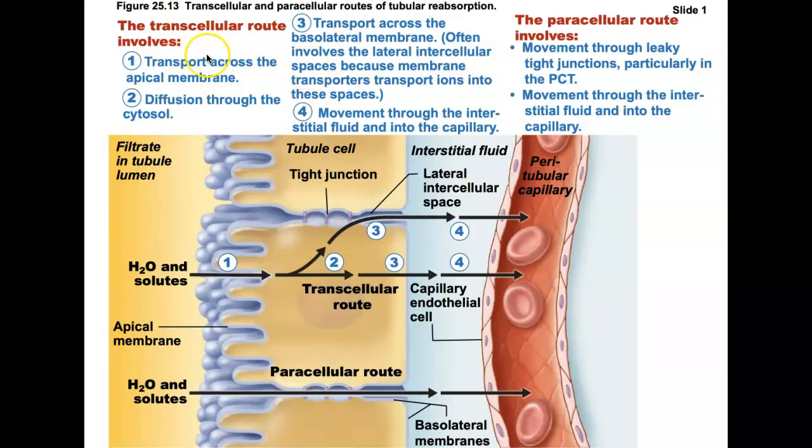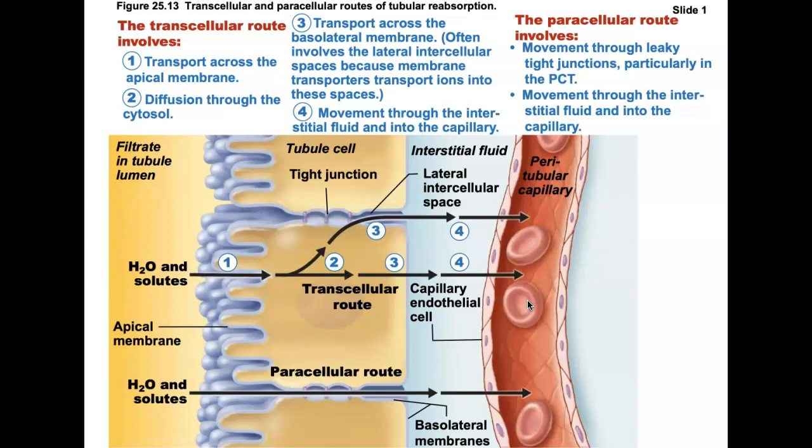So if you study this image, you see that the transcellular route is going to transport across the apical membrane, diffusion through the cytosol, and then transport across the basolateral membrane, and then movement through the interstitial fluid and into the capillaries. So this would be all of the water, and some of the solutes that we just mentioned, that are going to leave the filtrate, i.e. in the tubules, and we want all this stuff to go back into the blood supply. So this would be the peritubular capillaries that surround the tubes, as we outlined in the previous lecture.